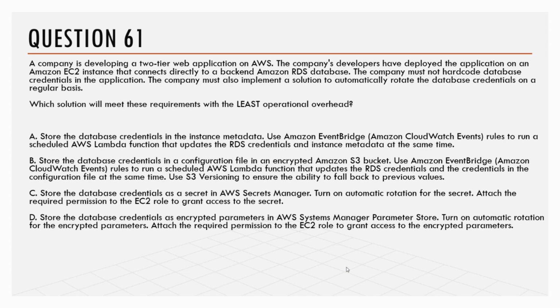Now let's look into the correct option. Correct option is C, store the database credentials as a secret in AWS Secrets Manager. Turn on automatic rotation for the secret. Attach the required permissions to the EC2 role to grant access to the secret.